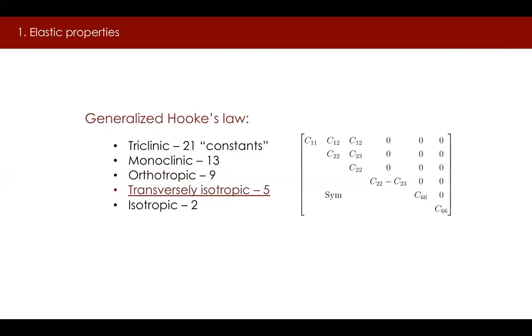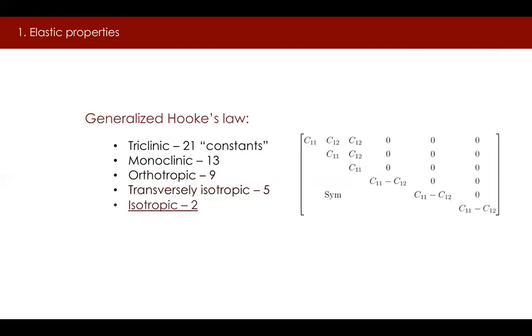If a material system is symmetric with respect to a rotation about an axis of symmetry, it is called transversely isotropic or cross-anisotropic, and only 5 independent constants are needed. Assuming the one direction as the axis of symmetry, the elastic stress-strain matrix can be written as shown on this slide.